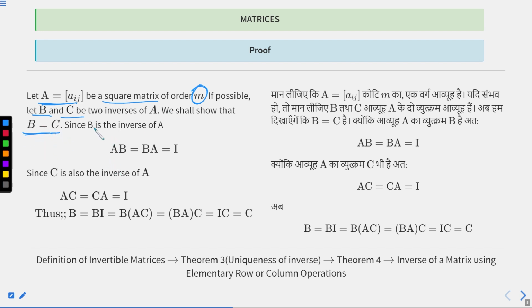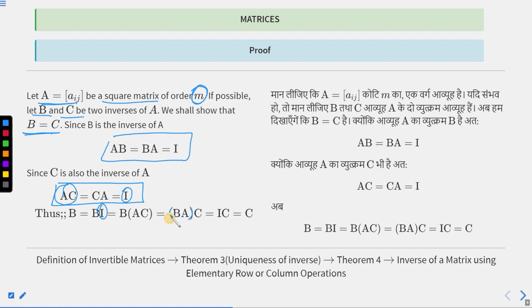Okay, since B is the inverse, I can write this, and C is also the inverse, I can write this. Let us start with B. So B is equal to BI. I can write I is equal to AC. Yes, I can write I is equal to AC. Now what?